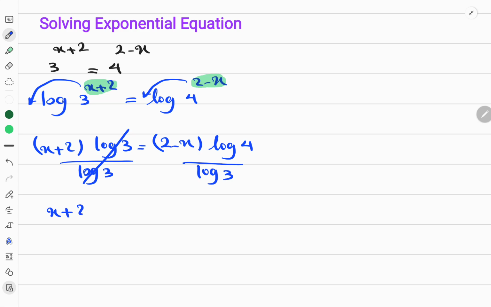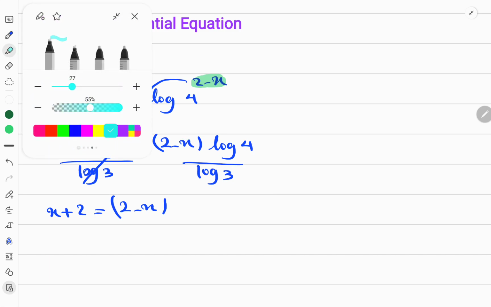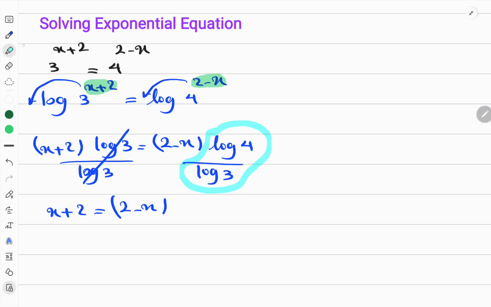Cancel out. X plus 2 equals 2 minus x times log of 4 over log of 3. You can use your calculator, which gives 1.262. According to the distributive law, if you multiply this number by all terms inside the parentheses, we will have x plus 2 equals 2.4. Let me write this.